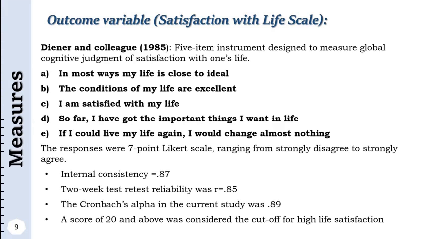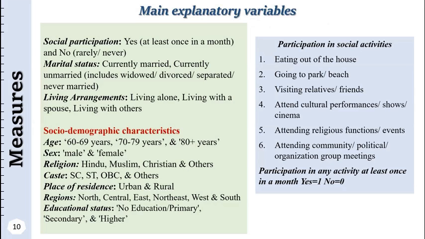When we created this scale, we found that a score of 20 and above was considered the cutoff, and was considered high life satisfaction among older adults. Below that, we considered them dissatisfied. So these are the covariates used as independent variables: social participation, marital status, and living arrangement.